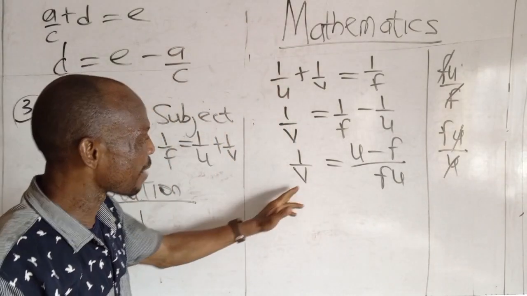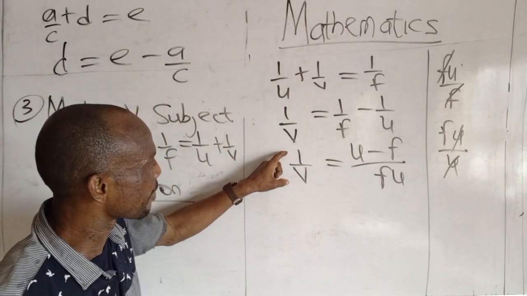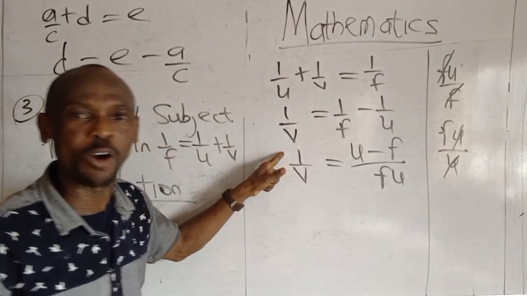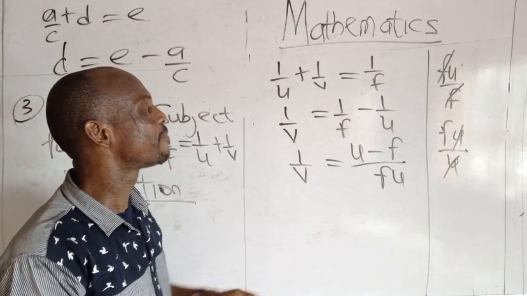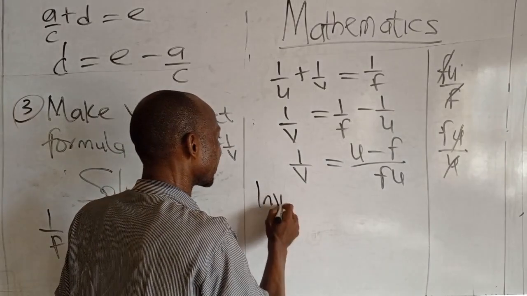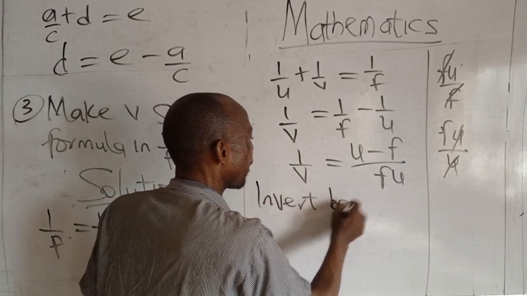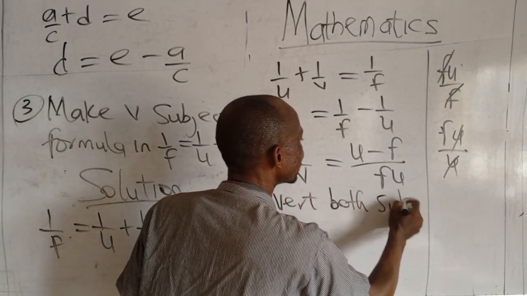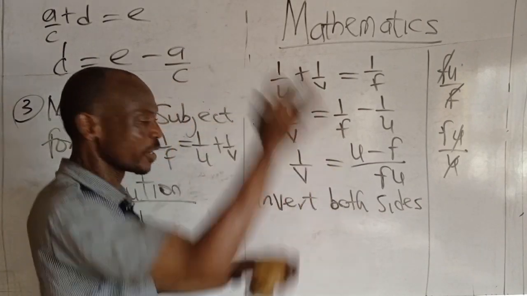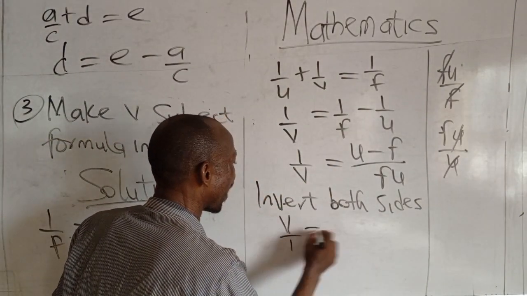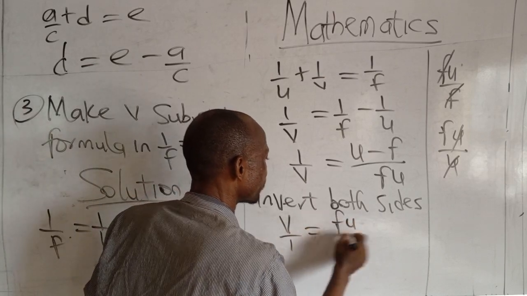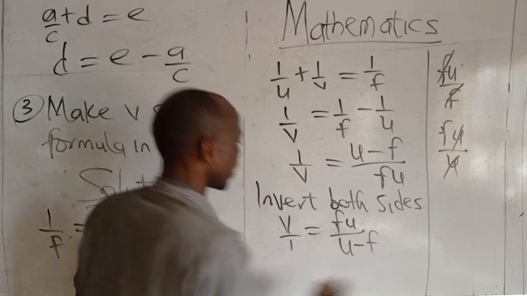We want to make our V subject, but what do we have here? The reciprocal of V. So to get our V, we are going to invert. We are going to do what? Invert both sides. To invert means to turn the fractions upside down. So this becomes what? V over 1 is equal to what? FU over U minus F.